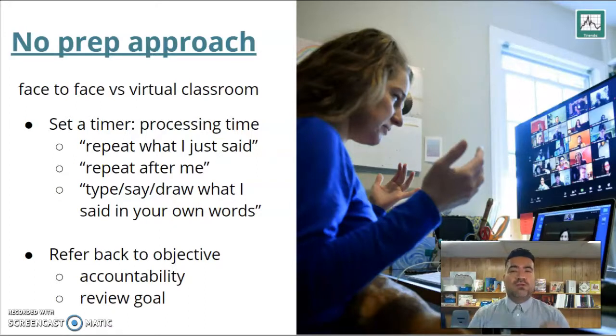No, we want to specifically call some students and let them know, hey, go ahead. It's okay to unmute your mic. It's okay to even say, I don't know. May I have some more time? Every 8 or 10 minutes, we want students to type or draw or say it in their own words, or always refer back to the objective. Why? Because I want to hold them accountable and always review our goal. So this is just a simple no prep approach.